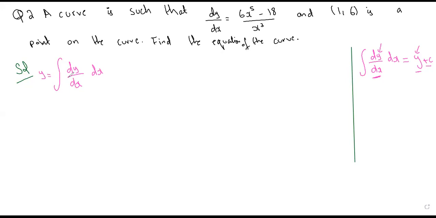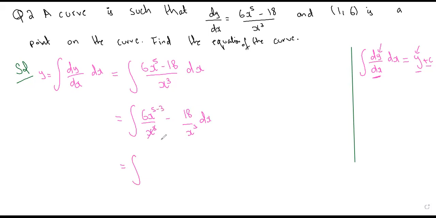So this is going to be y, and this would be the integration of 6x to the power 5 minus 18 over x cubed dx. This is what you have. And now you know this is a simple question where you need to integrate. For integration, we simplify the function first. So this is going to be 6x to the power 5 over x cubed minus 18 over x cubed dx. Then I'm going to simplify this, and this would become 6x squared minus 18 x to the power minus 3 dx.